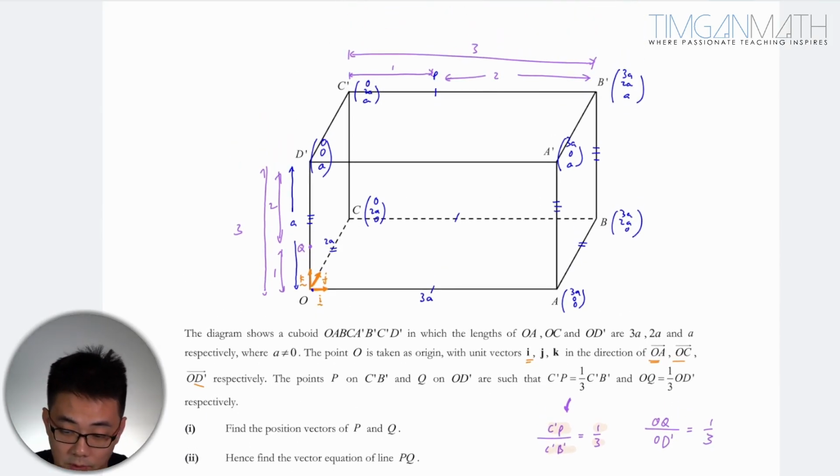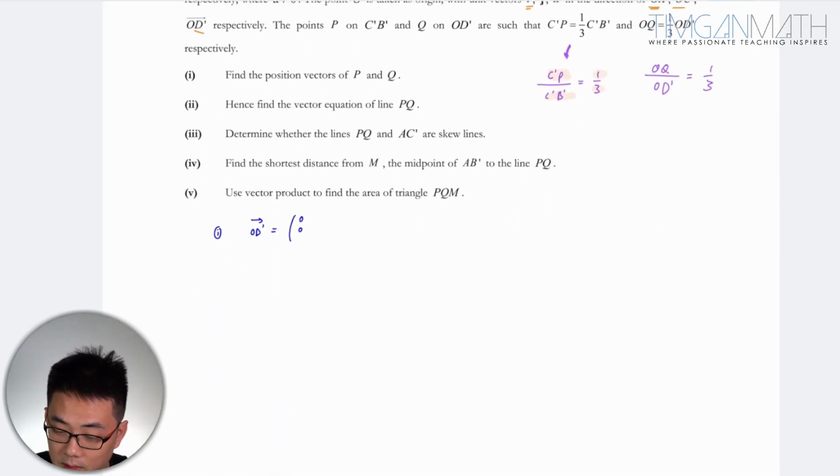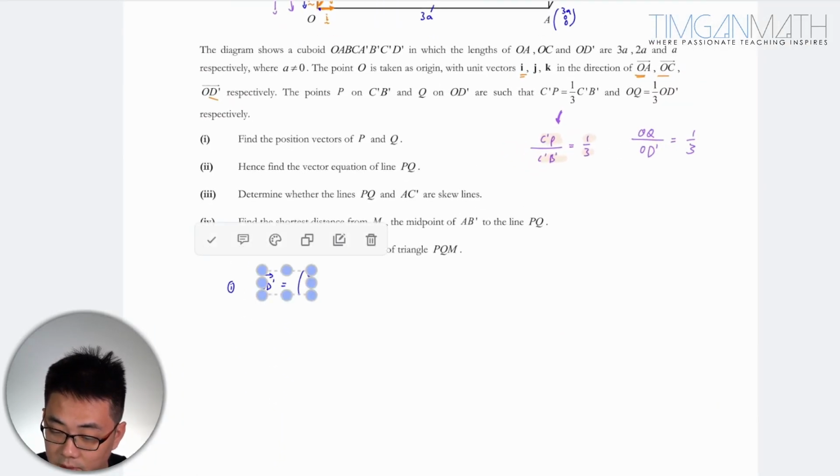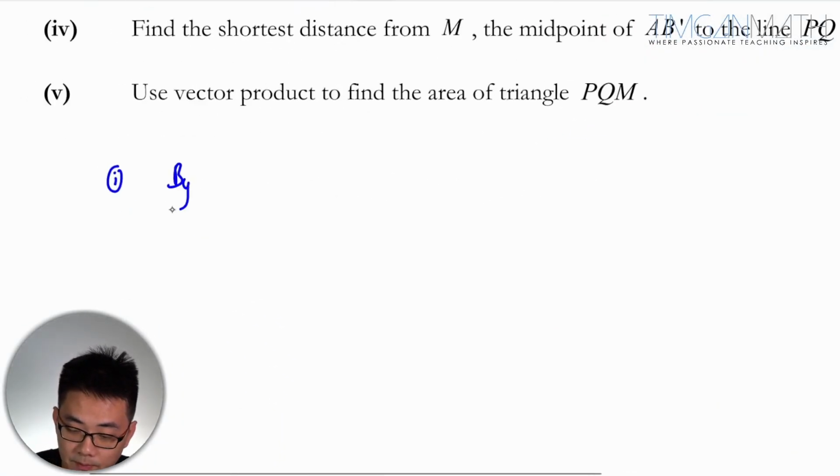So now I could do what I need to do. I have all this. I'm going to do P first, by ratio theorem.